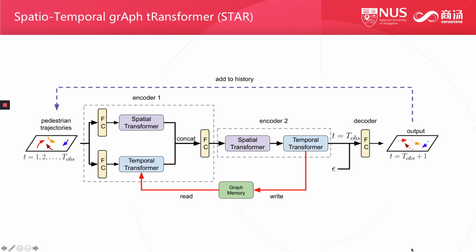This is the overall framework of STAR. It consists of 2 encoders and a graph memory to smooth the predictions. In encoder one, we separately use a spatial transformer and temporal transformer to process the initial trajectories, and in encoder two we interleave between the spatial transformer and temporal transformer to capture deeper interactions. An additional graph memory is used to smooth the predictions of the temporal transformer, because for time series data, the ability of the transformer is not as good as the RNNs. So we have to use a graph memory for the smoothing. The prediction result is added back to the history to predict the next step.